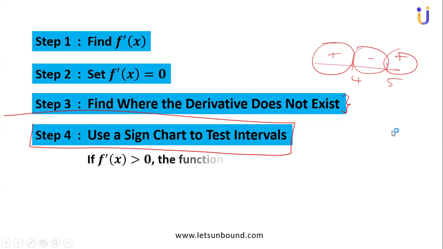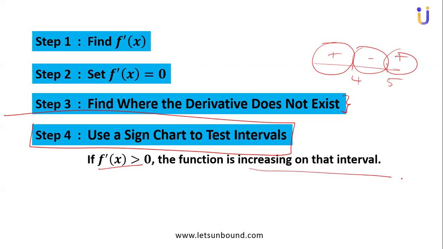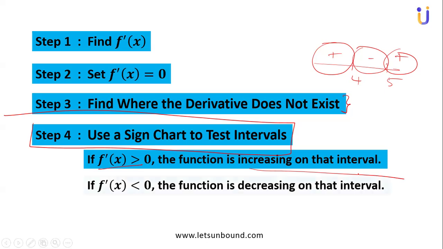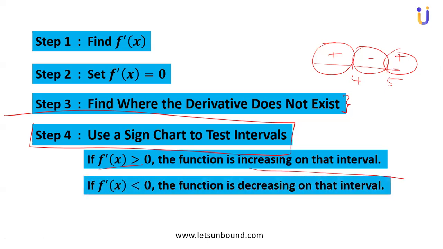So next, if you have a positive sign in your sign chart, the function is increasing on that interval. If you have a negative f'(x), the function is decreasing on that interval. That's simple. Very simple. You find the critical points, draw the sign chart and give your interpretation.